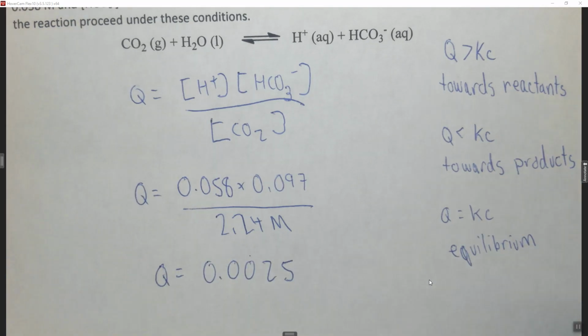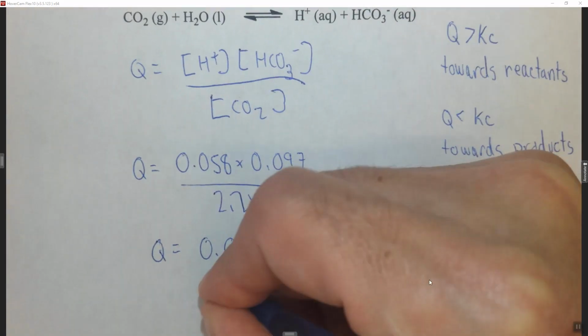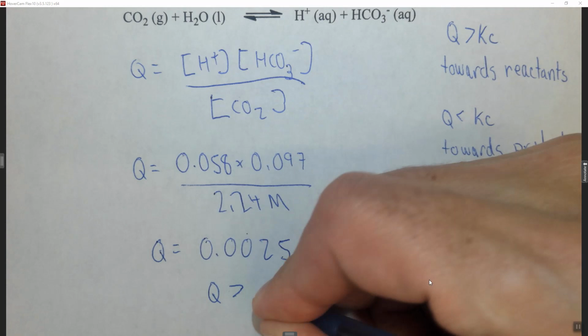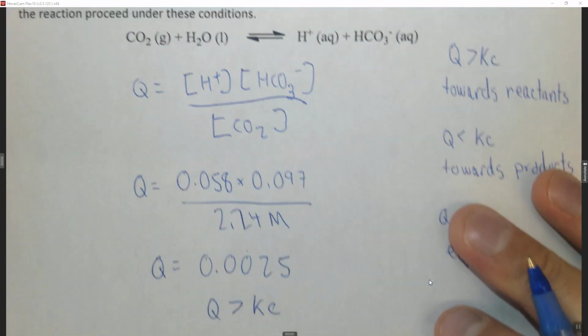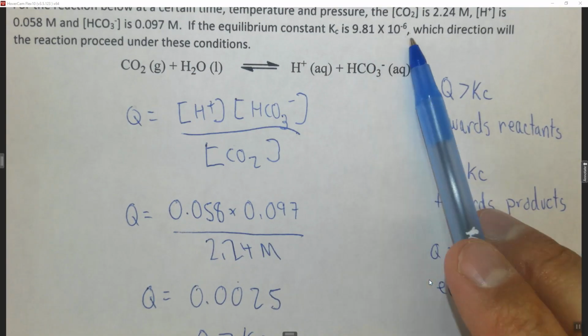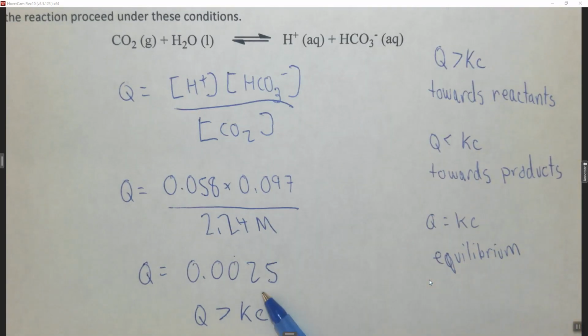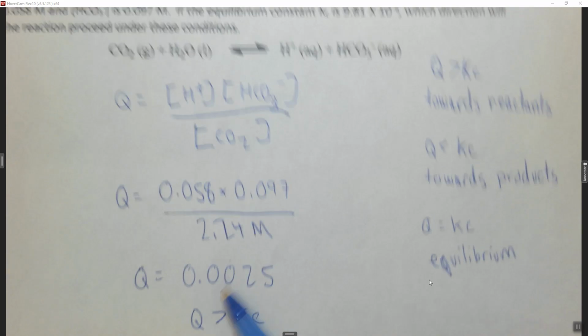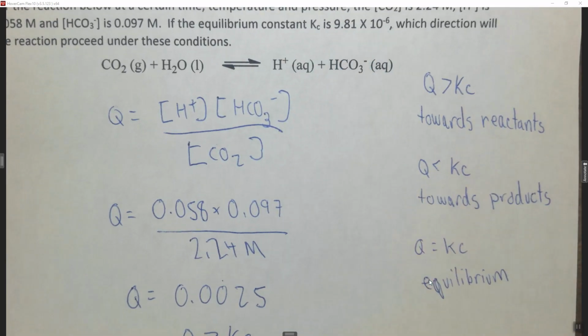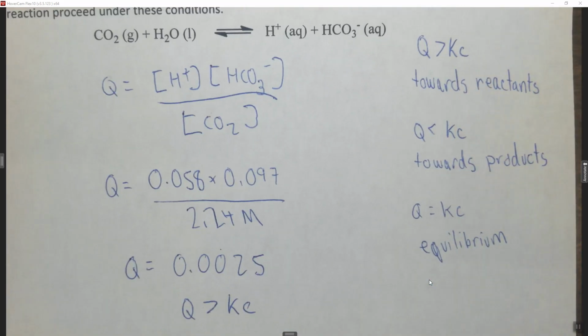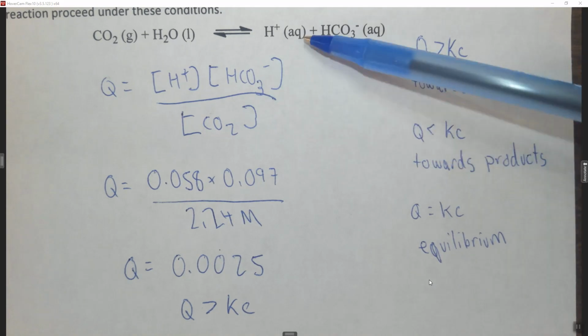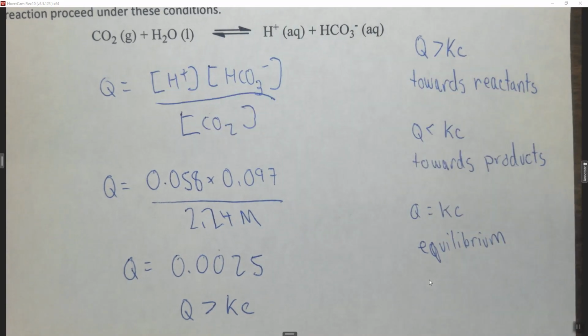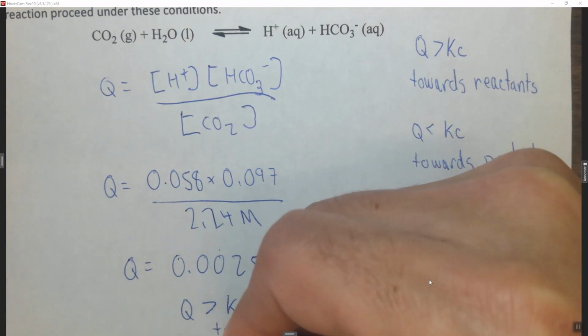So in this example, Q is much greater than Kc. Because remember, Kc is 9.81 times 10 to the minus 6. This is 2.5 times 10 to the minus 3. This is a much larger number than this number. When Q is greater than Kc, the reaction will shift to the left, if you will, or towards the reactants. It's basically two ways of saying the same thing.